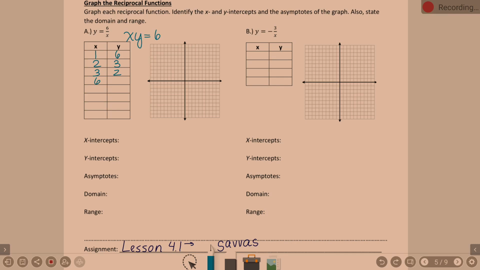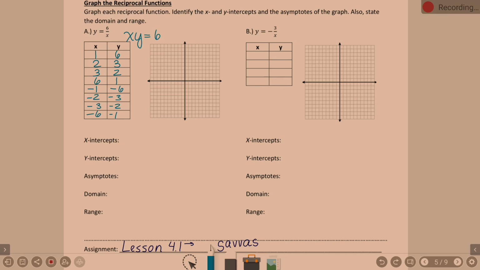Some of you are questioning why I put 1 and 6 and 6 and 1. Are they the same on a graph? No. Now, I only filled up half my blanks. Two positives multiply to be a positive, and two negatives multiply to be a positive. So I could also say negative 1, negative 6, negative 2, negative 3, negative 3, negative 2, negative 6, negative 1. Okay, let's graph this real quick.